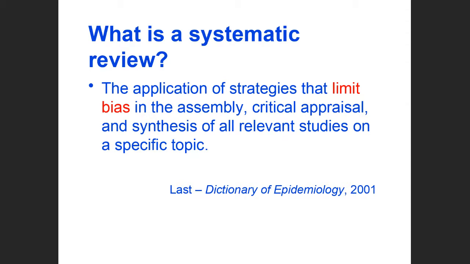And you'll notice that this occurs at several stages in the review process. We want to limit bias when we assemble the studies together. We want to limit bias when we look at the quality of those studies, and we want to limit bias when we synthesize and present the results of the relevant studies.